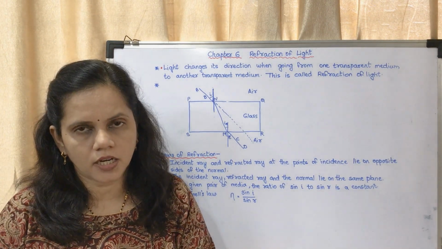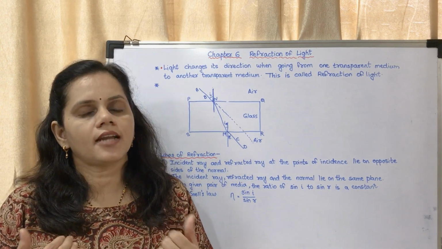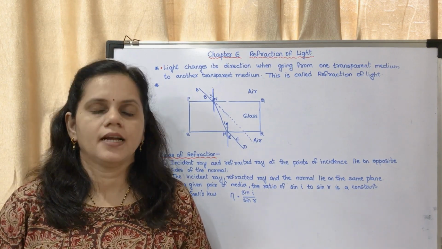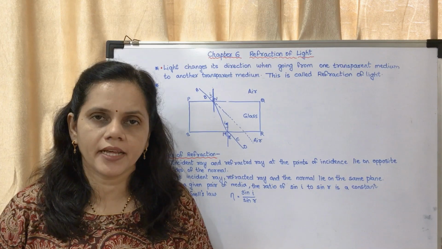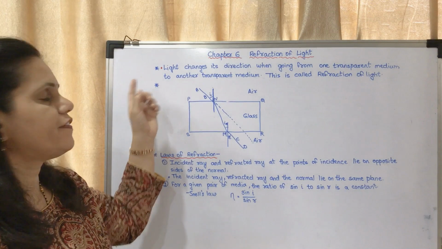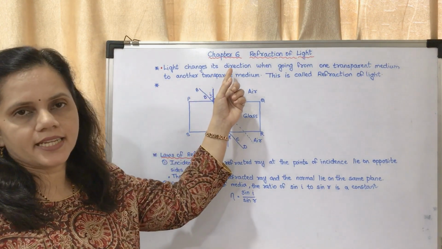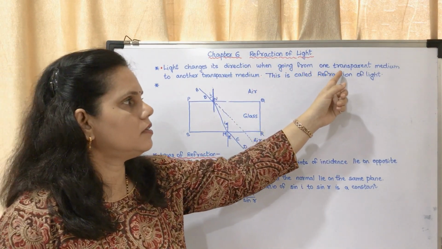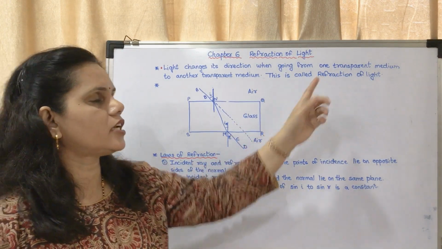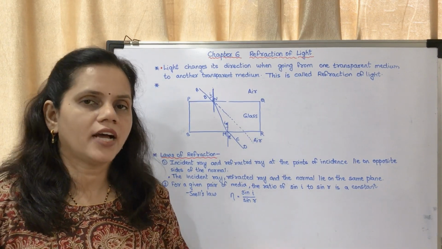Why do these things occur? These things occur because the light rays, when they travel from one medium to another medium, change their path. That phenomenon is called refraction of light. So we will see what is refraction of light. Light changes its direction when going from one transparent medium to another transparent medium. This is called refraction of light. This is the definition for refraction of light.